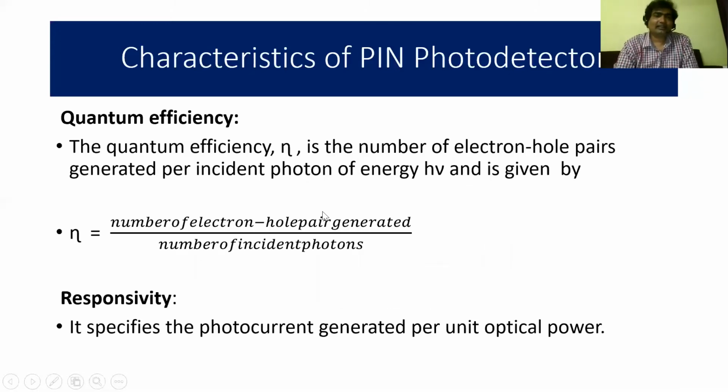Let us see the quantum efficiency of the pin photodetector. It is the ratio of the number of electron hole pairs generated to the number of incident photons. Another characteristic is responsivity. It specifies the photocurrent generated per unit optical power.